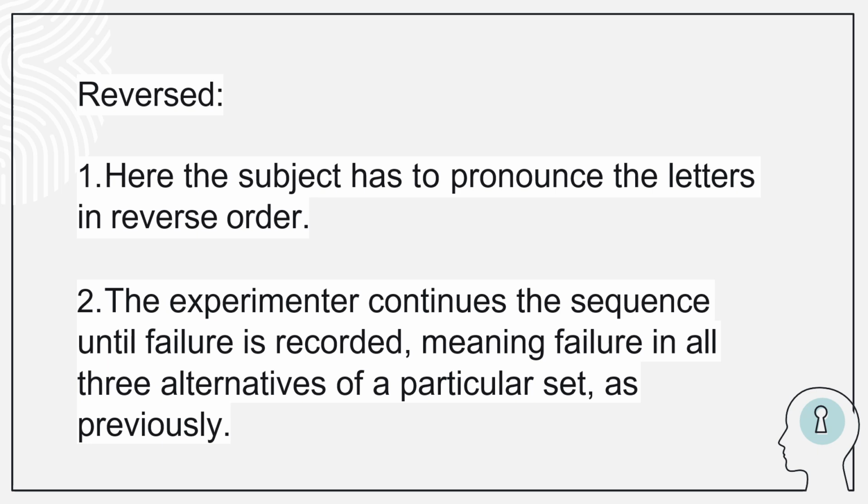Here the subject has to pronounce the letters in reversing orders. The experiment continues the sequence until failure is recorded, meaning failure in all 3 alternatives of a particular set as previously. So here you have direct, and then on the other side they have given reversed. So they have also given an example, ka, cha, ta. So the patient will say ta, cha, ka. So that is how you repeat the sounds backwards.